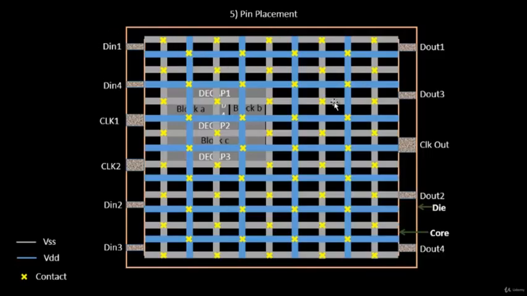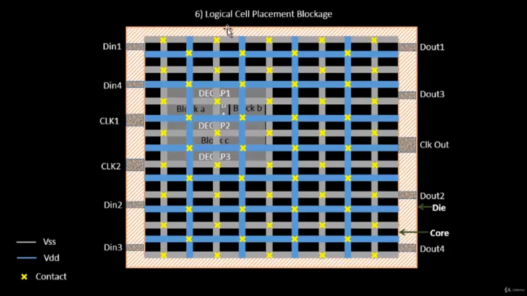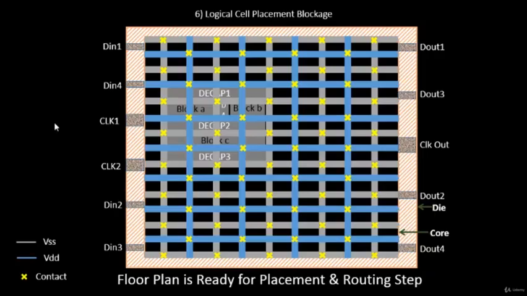Once we are done with the pin placement, the next step is to make sure the automated placement and routing tool doesn't place any cells in this particular area. This area should be blocked for the placement and routing tool. So that's what we do: we do a logical cell placement blockage. We block this area using a blockage, and this makes sure that the automated placement and routing tool doesn't place cells in this area, because this area is reserved for the pin locations.